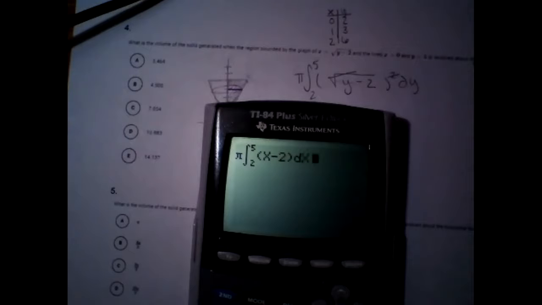Again, I know it says y, just type x. You have an x button, so it's just more convenient. It's like when it says t for time and we still type x. The calculator will never know, it's just a variable. All right, and that gives us 14.137, so that is E.